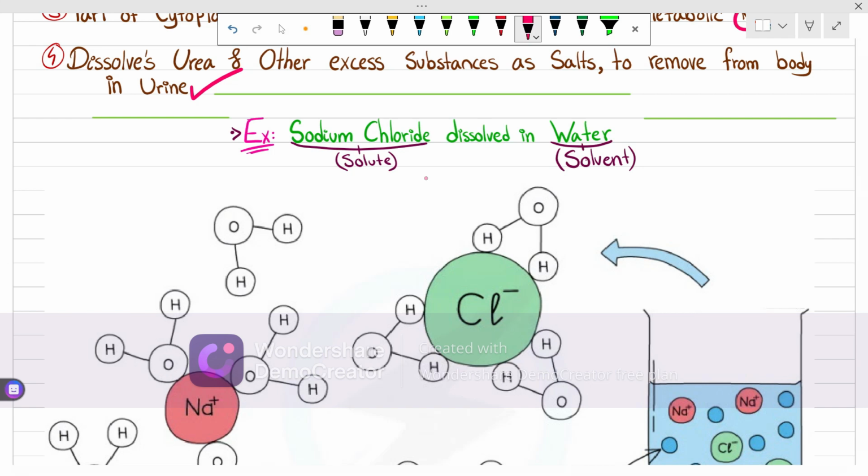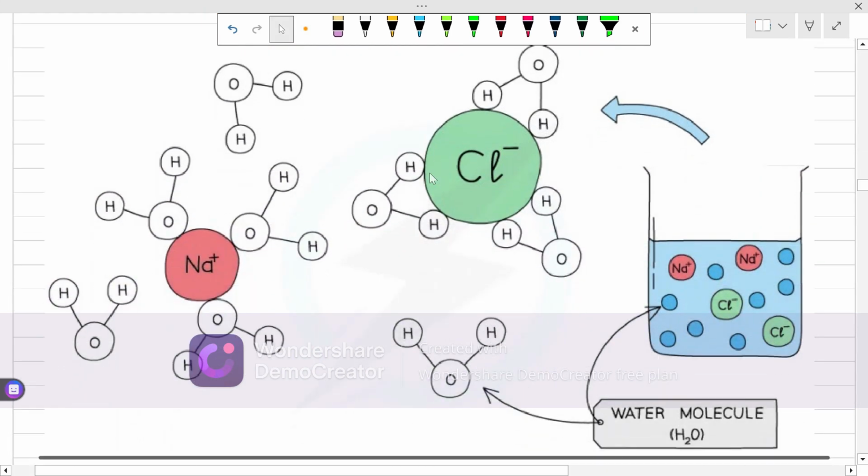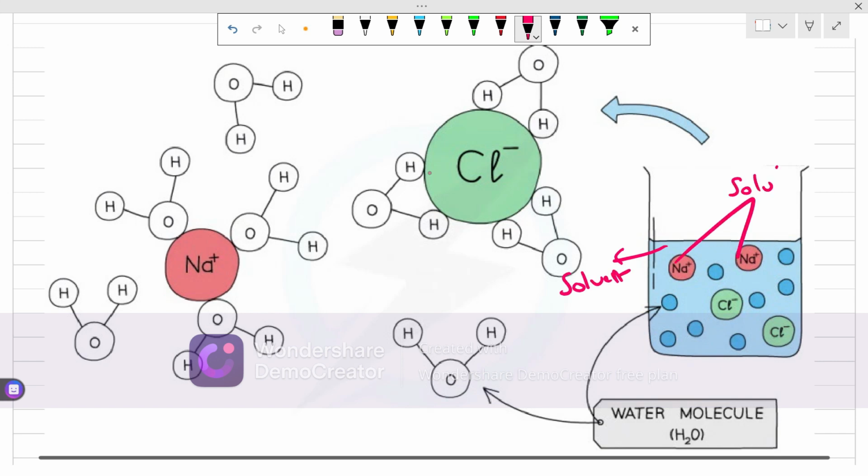This is an example of solute and solvent. Sodium chloride dissolved in water. Here, water is the solvent in the beaker. This is the solvent. And the particles of sodium chloride dissolved, this is the solute.